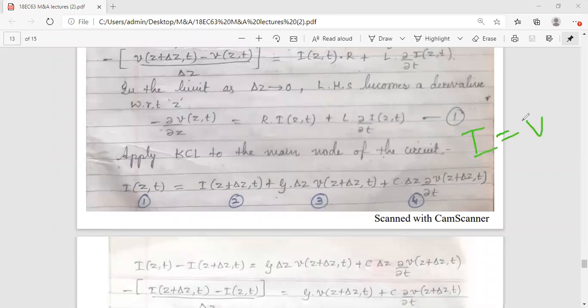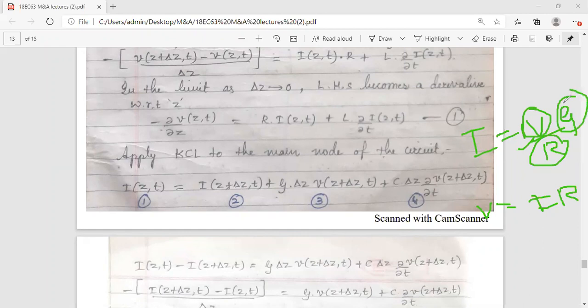I equals to, or V equals to IR. So I equals to V by R. But we know that 1 by R is G. Right? That's why it is I is equal to V into G. I hope you understood.